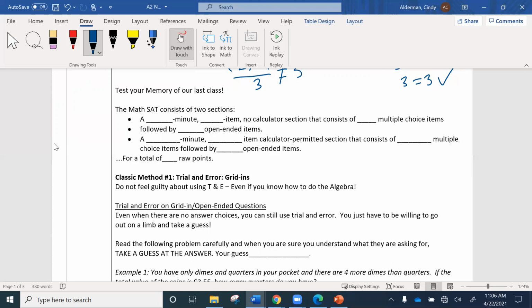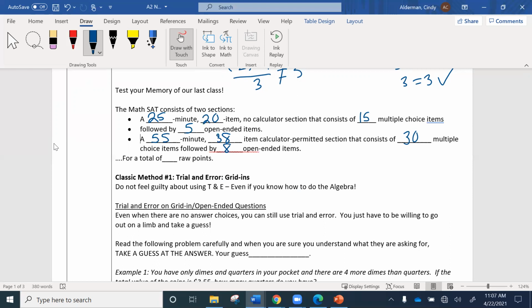Okay, so hopefully you paused it and at least filled in a couple of the ones that you knew. So there's two tests. One is a 25-minute test and another one is a 55-minute test. On the 25-minute, there's 20 questions. 15 of those questions are multiple choice, followed by the other 5, which are open-ended. We're going to talk about open-ended trial and error today. On the 55-minute test, there are 38 items. 30 are multiple choice, followed by 8 open-ended.